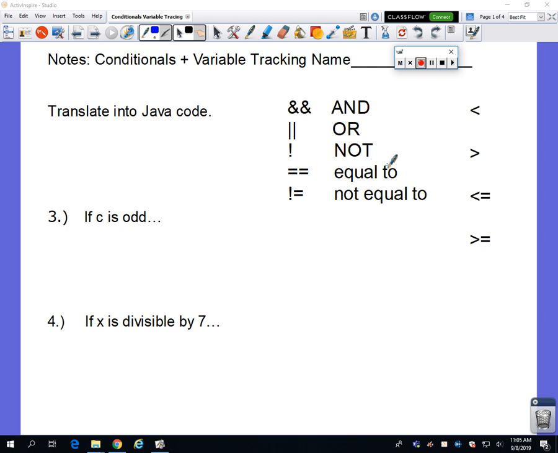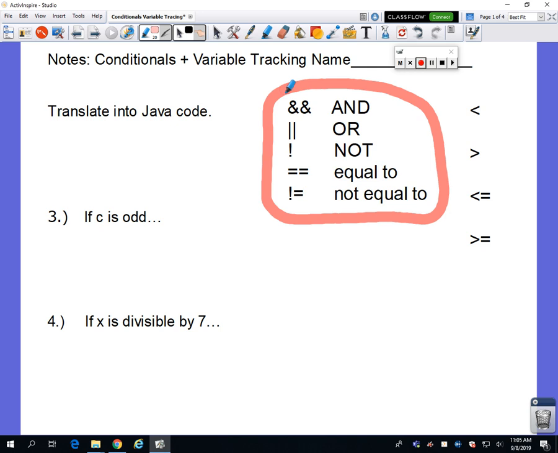Hi everybody, we are going to do notes on conditionals and variable tracking. Before we do this, there are some new symbols that you will need to know, and I'm just going to circle them here. We have and, or, not, equal to, and not equal to. On the left are the symbols, and on the right are the words that they correspond to. You don't really need to know so much what and, or, and not mean right now. Just know that those are the symbols.